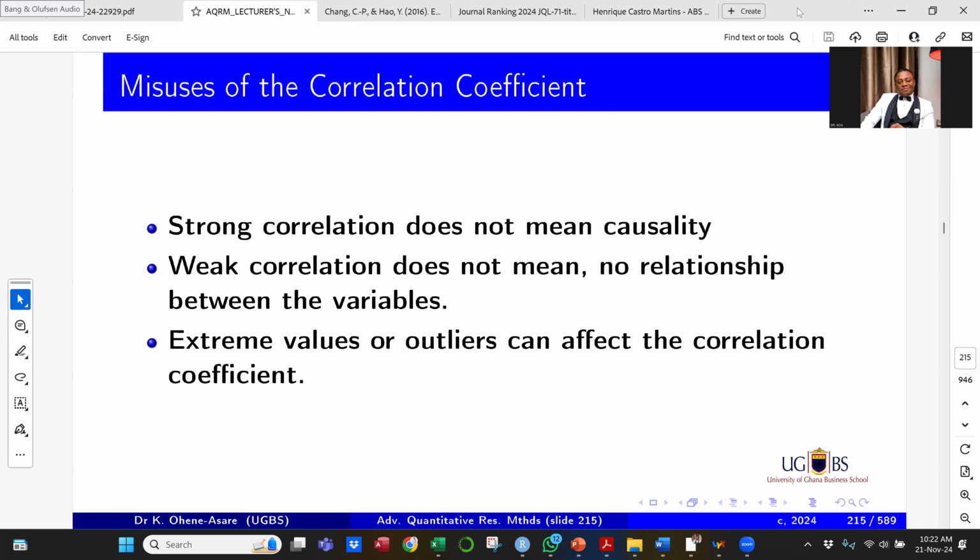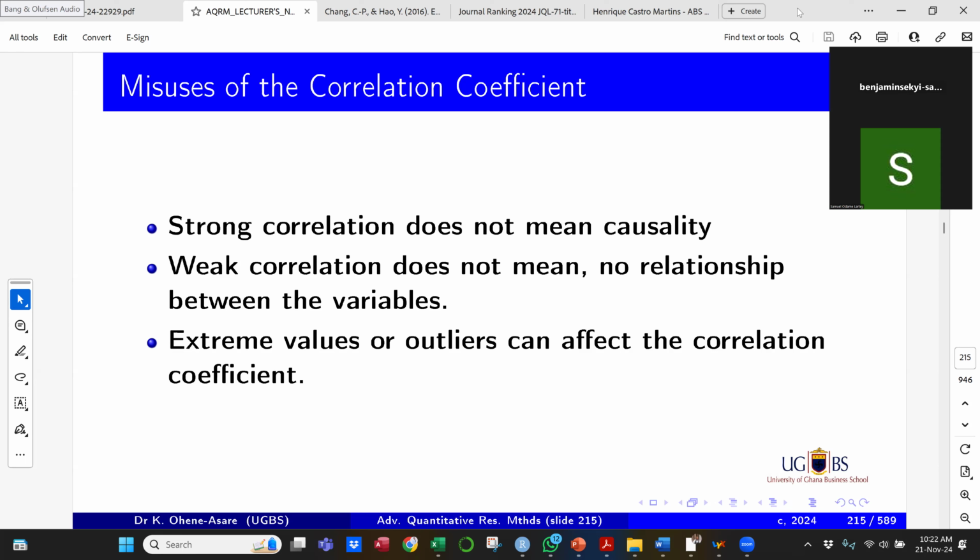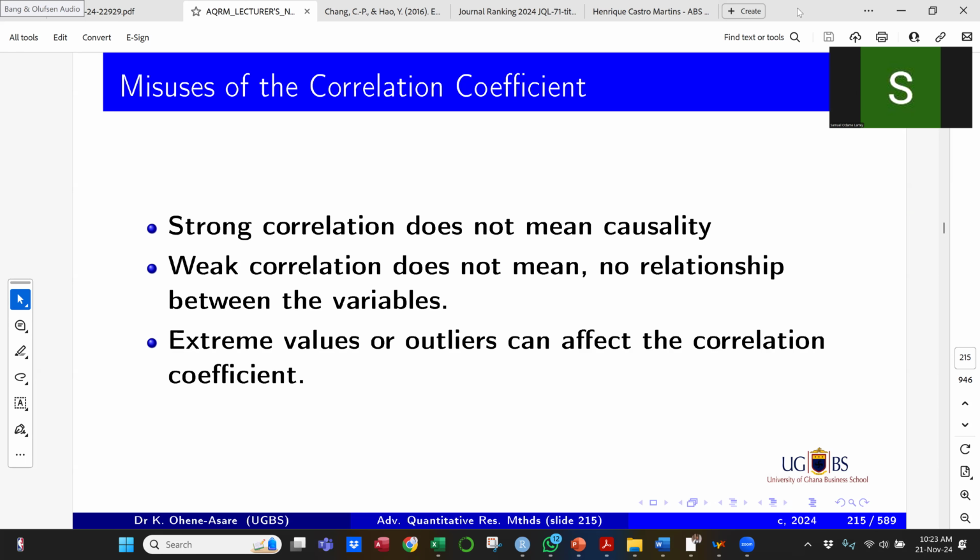Guys, do you get what I mean? Do you get it? Yes, sir. This is what we mean by high correlation but no causality. No causality at all. So take note. Doc, yes. I think you should repeat it one more time.